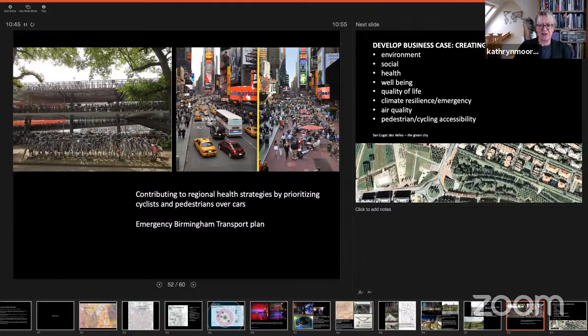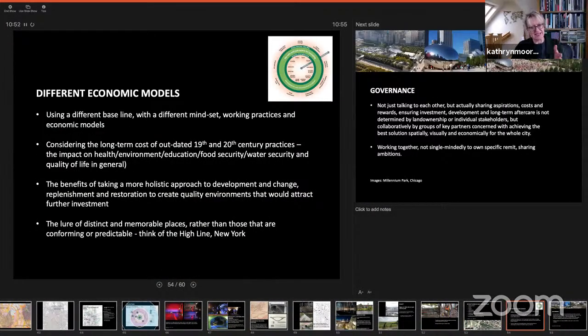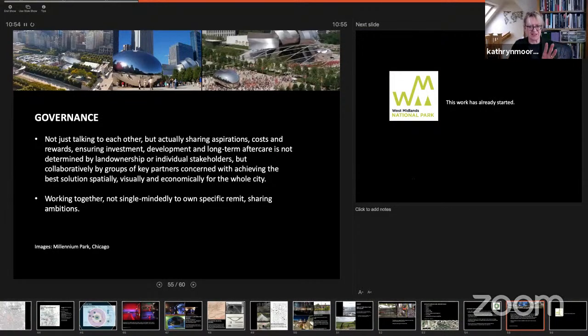And we're working currently on setting up the business case, looking at these different economic models, and setting up different kinds of governance, which means that we actually don't just muscle each other out of the way, but really share the aspirations, the costs and the rewards. And that's, in brief, it.